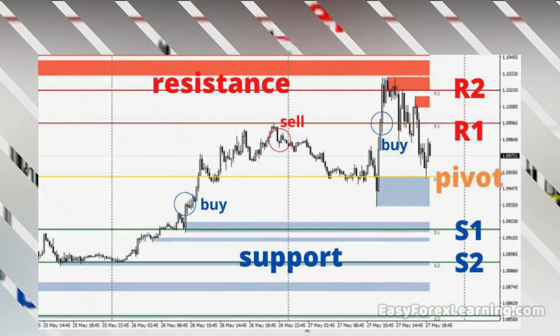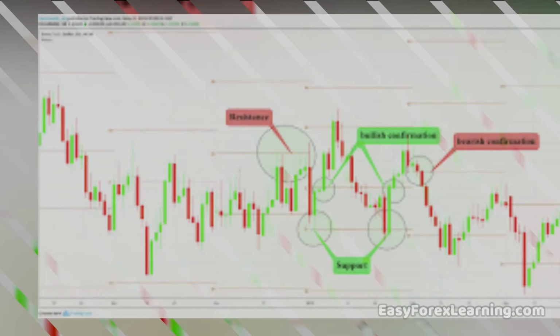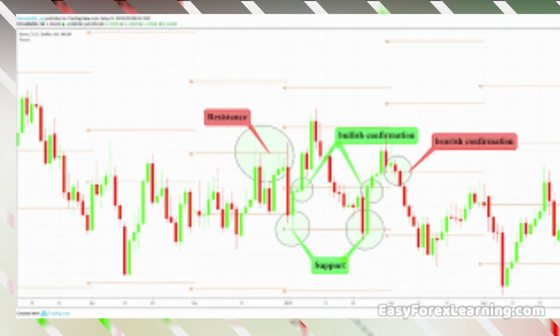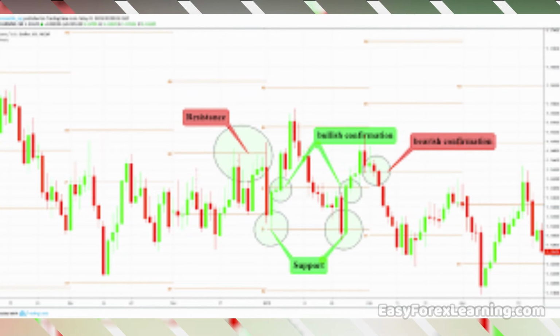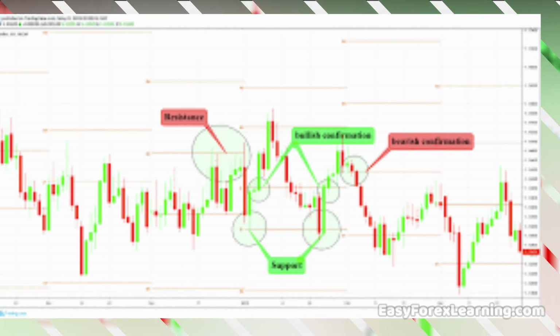As you can see here, horizontal support and resistance levels are placed on your chart. And look, they're marked out nicely for you. How convenient is that?